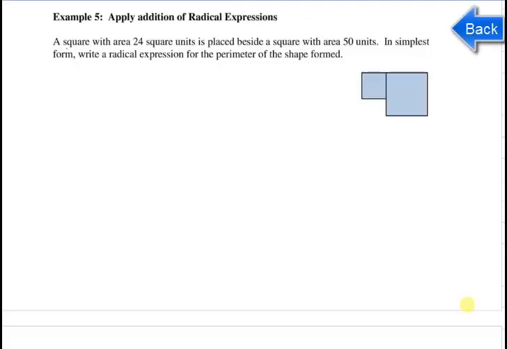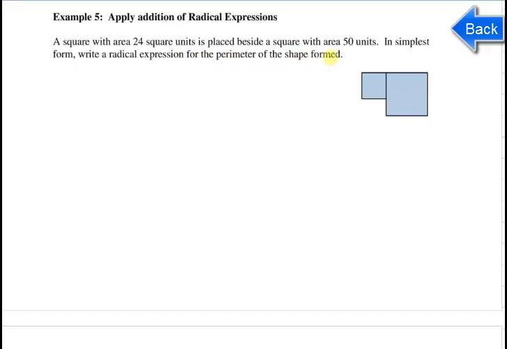So in this last example, you've been asked to apply the addition of radical expressions. Your question is that you have a square with an area of 24 square units, and it's placed beside a square that has an area of 50 square units. In simplest form, write a radical expression for the perimeter of the shape formed.